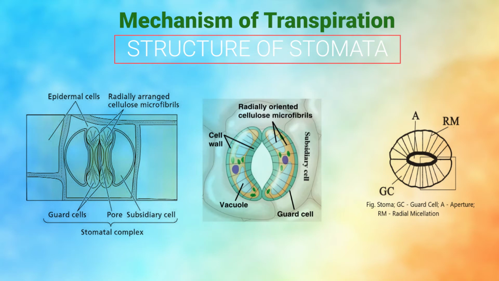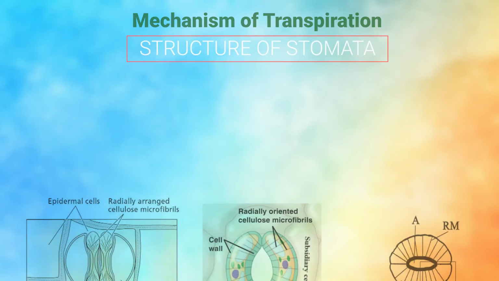Due to the radial micellation, when a guard cell swells up, absorbing water from the surrounding cell, it cannot increase in diameter. Instead, it increases in length. As a result, the pore of the stomata gets wider and we call the stomata open.